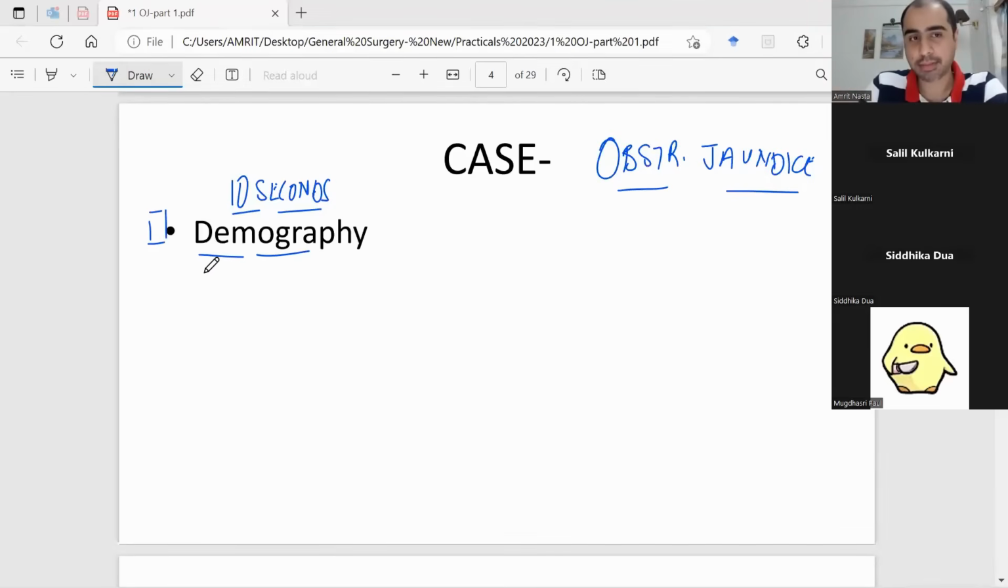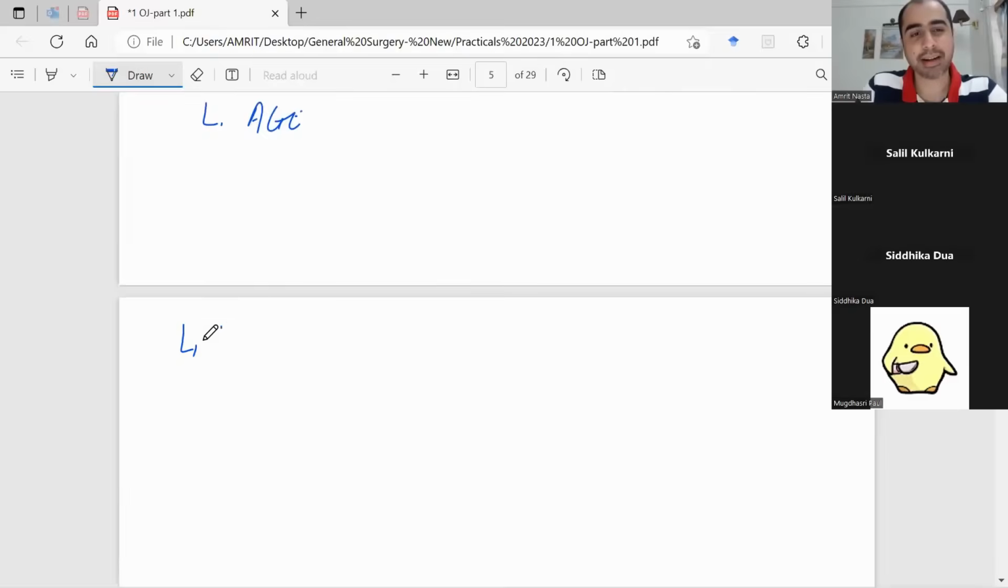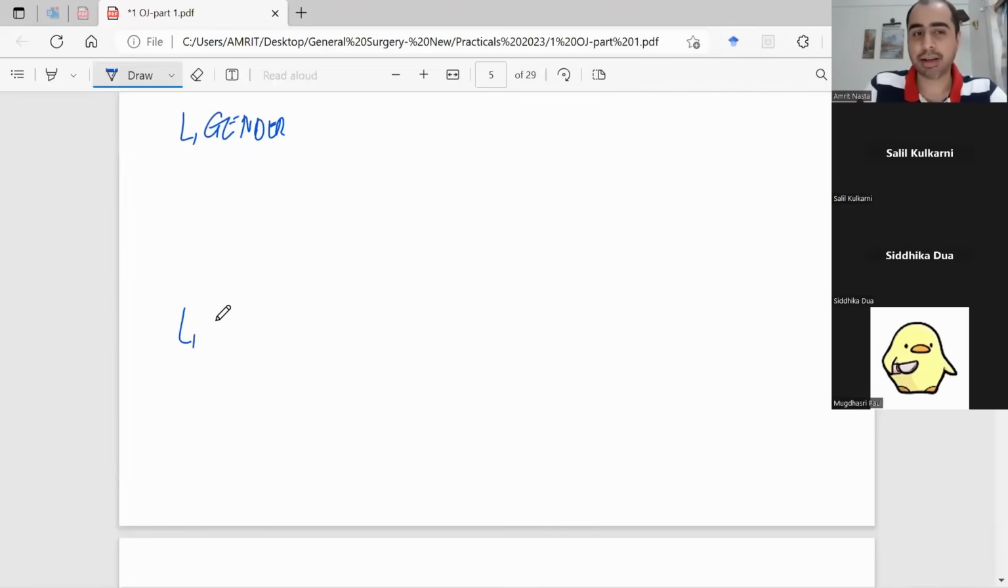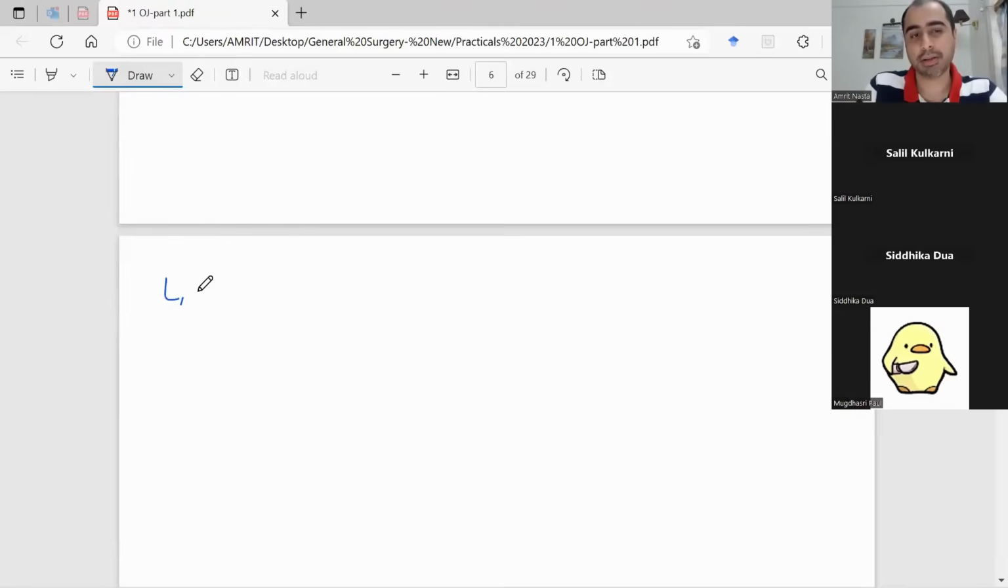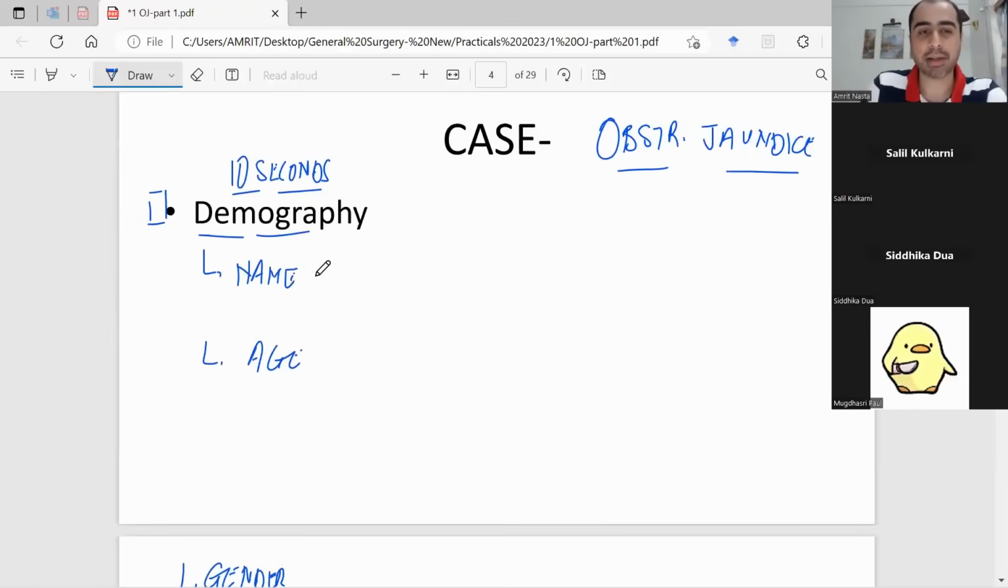When I say demography, there are 6 components that have to feature in a surgery case. In a medicine case, there are a couple more, but in a surgery case, there are 6. First is the name of the patient. Then there is age. Then gender. Please don't say sex. Sex is an act. Gender is what it is. So name, age, gender. Then there is religion, occupation, and residence.